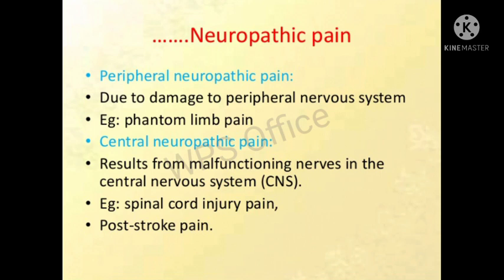Then central neuropathic pain results from malfunctioning nerves in the central nervous system. The word central is there, so it results from malfunctioning nerves in the central nervous system. Examples are spinal cord injury pain and post stroke pain. So these are the examples of central neuropathic pain.